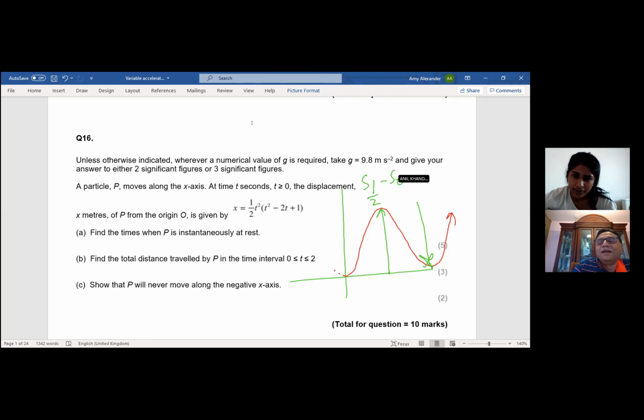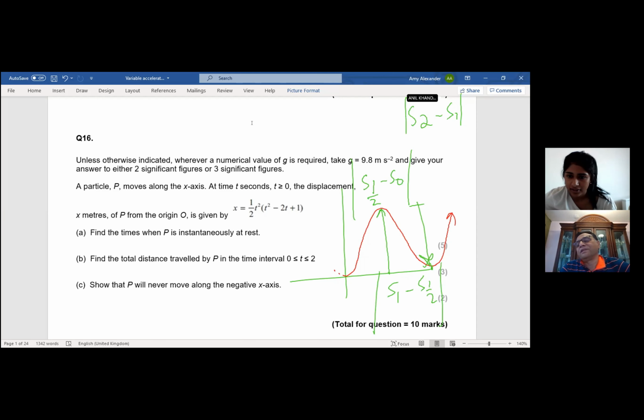And this one here, when you travel this distance, it is S of 1 minus S of half, absolute values. And then this one is S2 minus S1, absolute value. So displacement differences, keep on adding them. Makes sense. Can I just quickly take a picture of it? Yeah, sure.